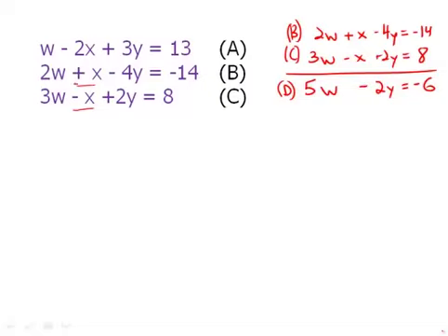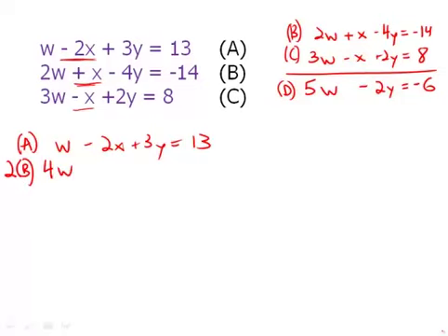So again, this plus x looks like it would be pretty easy to cancel with this minus 2x. If I just multiply B by 2, then that should be able to cancel them. So I'm just going to have A by itself. A is w minus 2x plus 3y equals 13. I'm going to multiply 2 times B. So everything on both sides of the equation gets multiplied by 2. Of course, you're always allowed to multiply both sides of an equation by the same thing. That's perfectly legitimate. That will give me 4w plus 2x minus 8y equals negative 28.